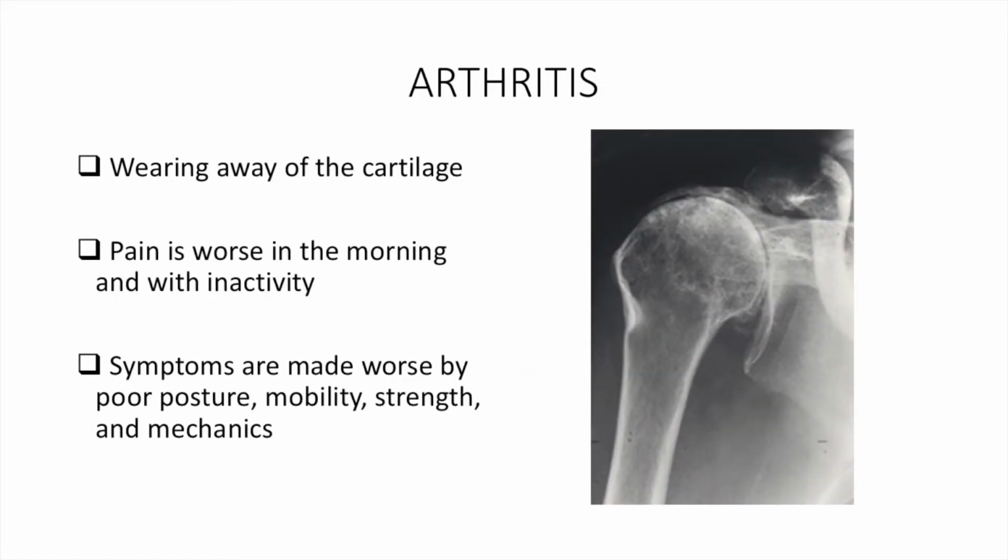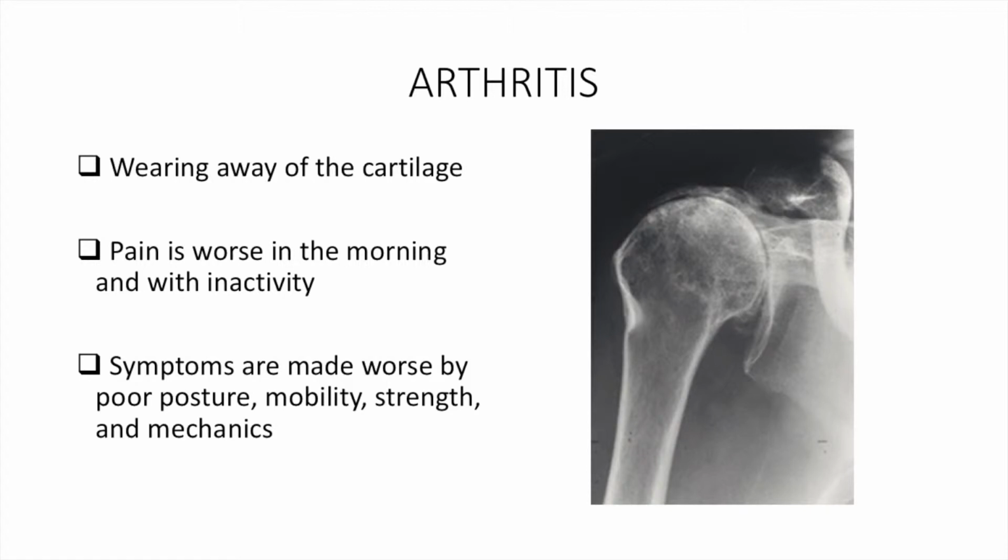Then we have arthritis. Arthritis is simply a wearing away of the cartilage, whether it's your shoulder joint, knee joint, hip joint, or any joint that has cartilage. If that cartilage wears away, that is what we call arthritis. Typically with arthritis, pain is worse in the morning and worse with inactivity. So if you don't move for a while, if you let your shoulder just sit there, it gets worse. Then once you get moving again and stretch it out, or get a little more blood flow to the area, the symptoms tend to improve.